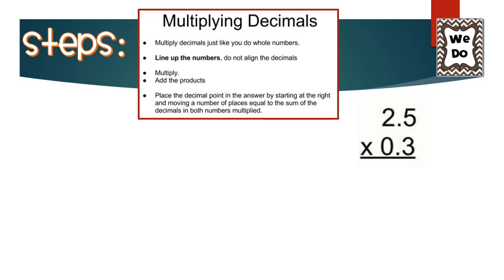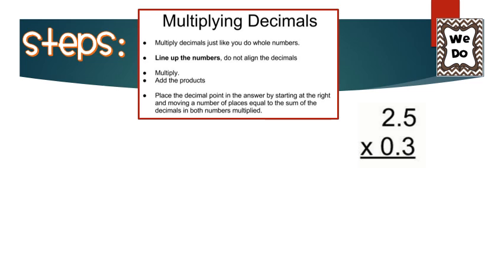Now I want you to try another one on your own. We have 2.5 times 0.3. Go ahead, figure it out on your own, on your scratch paper. No calculators allowed. Solve the problem, answer the question, and then we'll come back and talk about it.